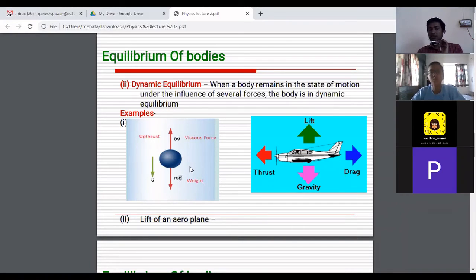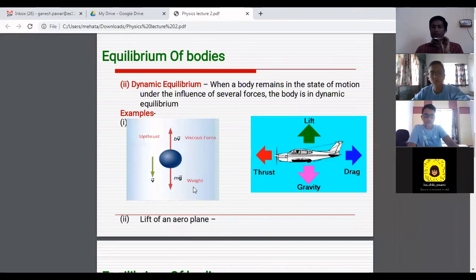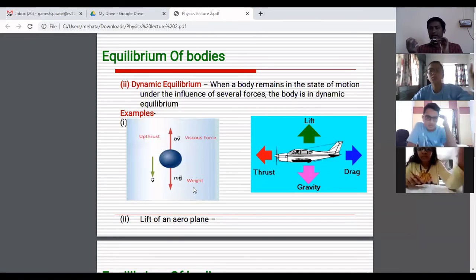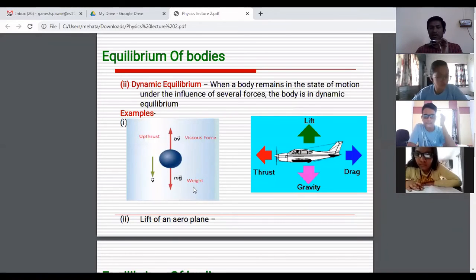Why does this happen? You can see that this is a raindrop, and this is the direction of motion of the raindrop. This arrow indicates it is coming downward. Can you tell me how many forces are acting on a raindrop when it is coming downward? There will be three forces. Everyone pay attention. First, the raindrop has some weight, so under the action of gravity, the weight of the raindrop acts vertically downward.